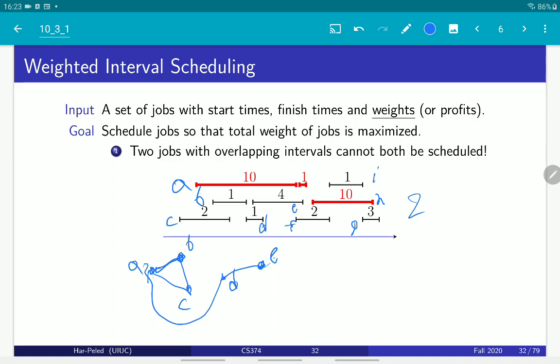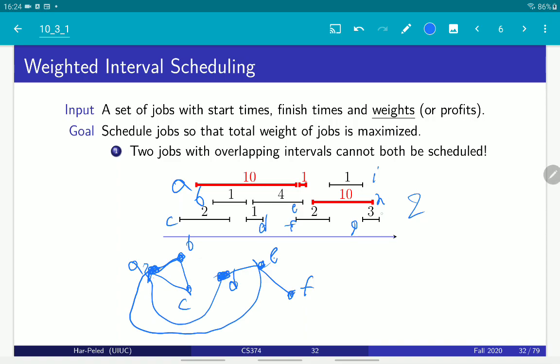Okay, so it's connected to A, but it's not connected to any other interval. E is going to be connected to A. A is a very popular interval for some reason. And E is connected to F because it overlaps with the interval F. And that's it, right? Okay.